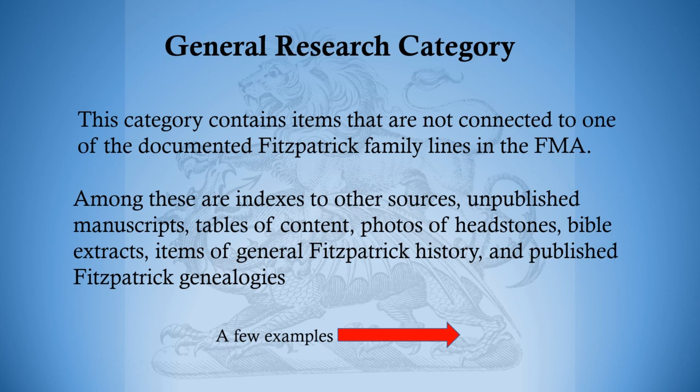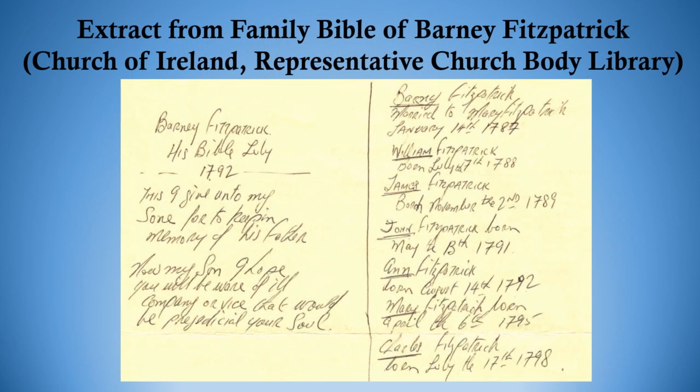Let's take a look at a few examples of items from the general research category. This document is an extract from the family Bible of a Barney Fitzpatrick containing members of his family with marriage and birth dates. It's currently not connected to a documented Fitzpatrick line. Note the fatherly advice at the bottom left, providing some insight into Barney.